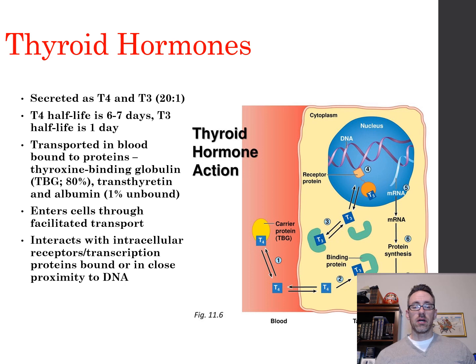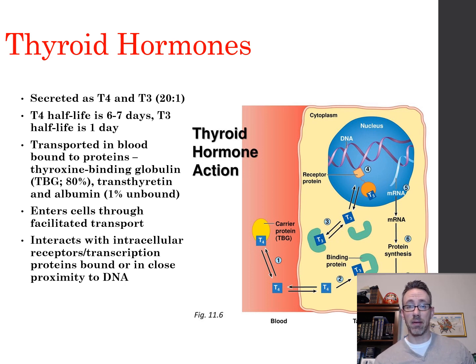The thyroid hormone is transported in the blood bound to proteins, again because it's hydrophobic. So it's bound to thyroxine binding globulin, which is called TBG. Actually, 80% of thyroid hormone is bound to thyroxine binding globulin. The remaining 19% or so is bound to transthyretin as well as albumin. And then about 1% or less will be unbound.